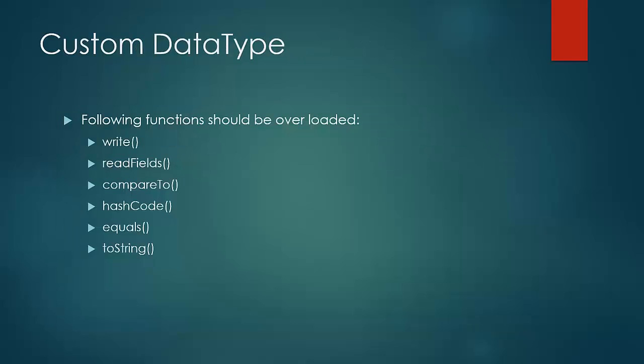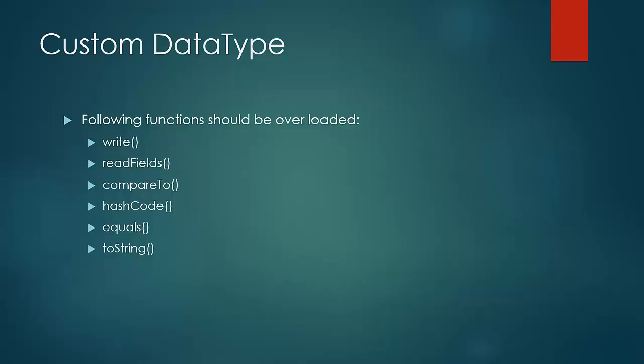Even a custom Writable implementation can be done by extending the WritableComparable interface. But in that case, the following functions should be overridden, majorly because they are inherited from the interface or are being used in the sort or shuffle stages. I've put an example of a custom Writable along with this lesson. Please go through it after the lesson.